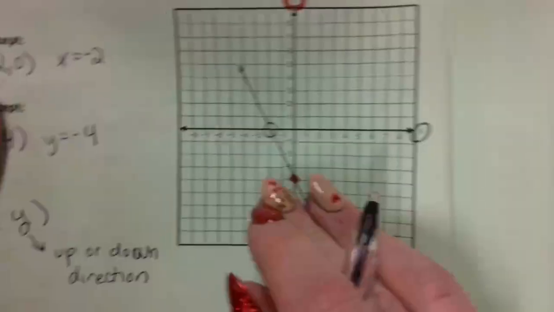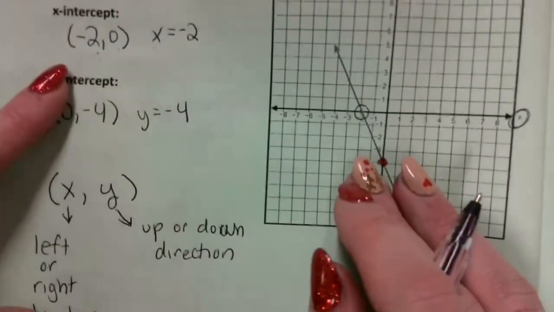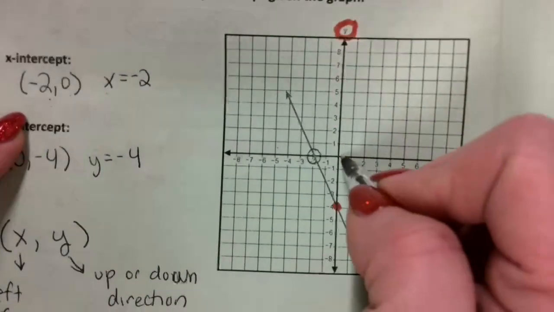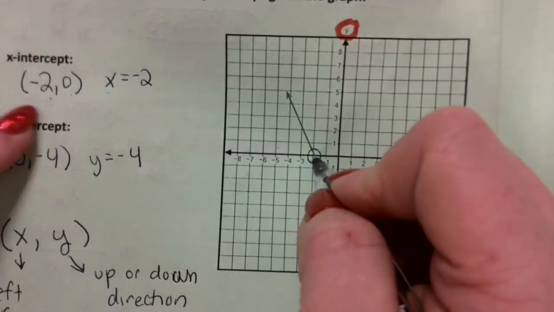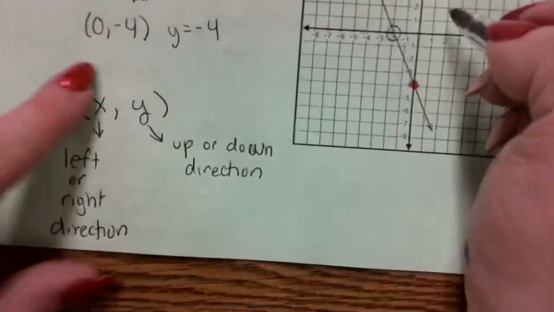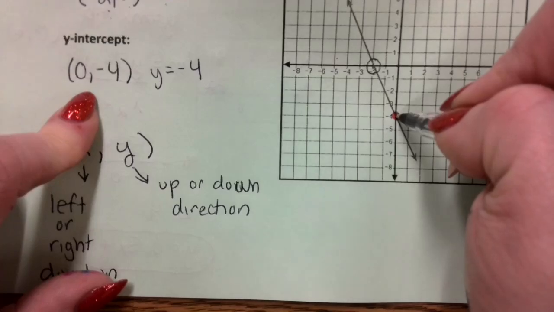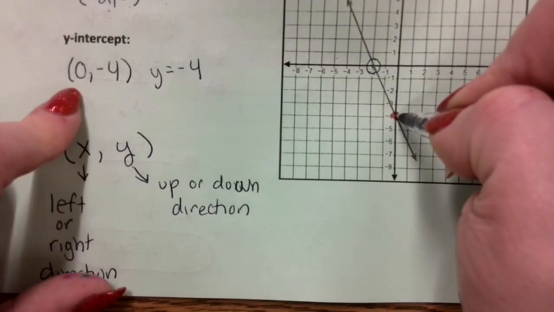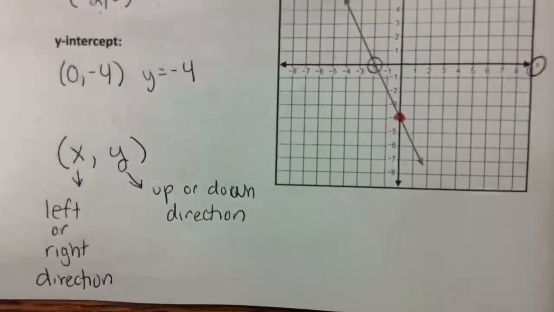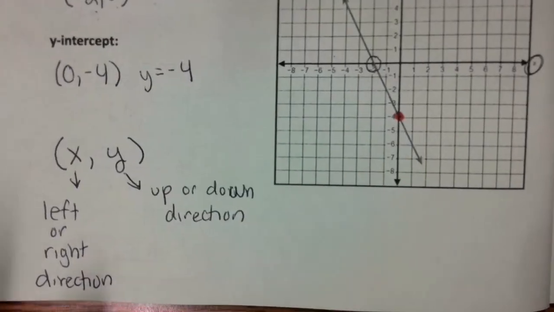So when I say my x-intercept is (-2, 0), that means I go left 2 and then I stay because I move 0. When I say my y-intercept is (0, -4), it means I go down 4 and then don't do anything because my left or right direction is 0. So that is how you find the x and y-intercept.